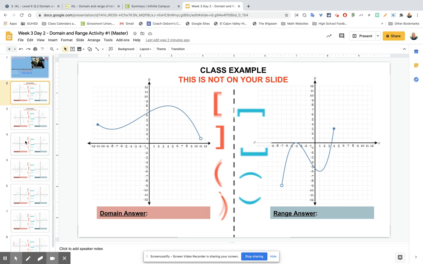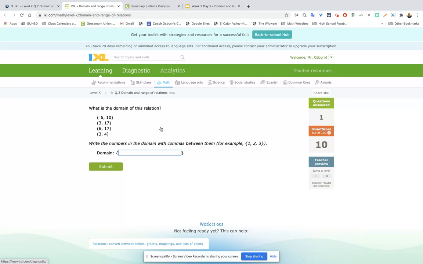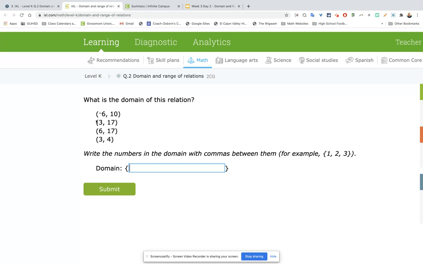So first, to review, in the IXL assignment, or the first part where you learn about domain and range, when we refer to domain, it's all the x values. All the x values. So if this is my problem, it's asking me what is the domain of this relation, which is just a list of coordinate pairs or ordered pairs, I literally just am going to list out what are the x values for the domain.